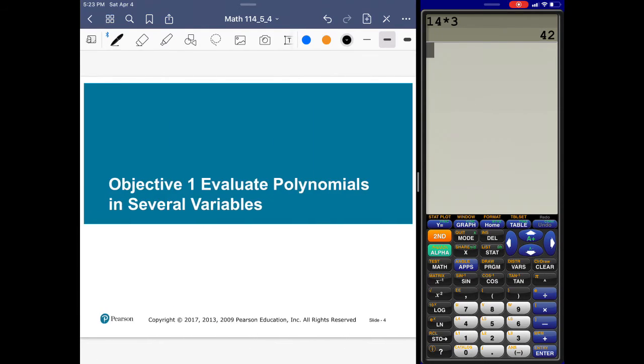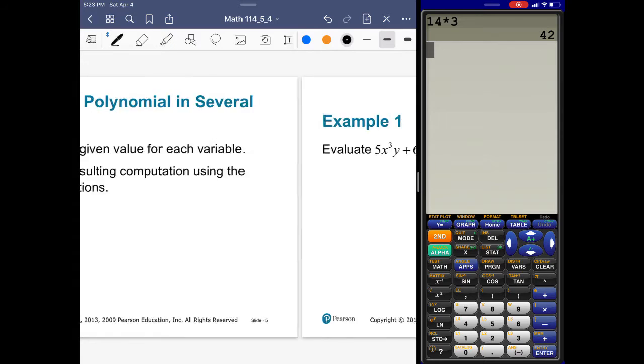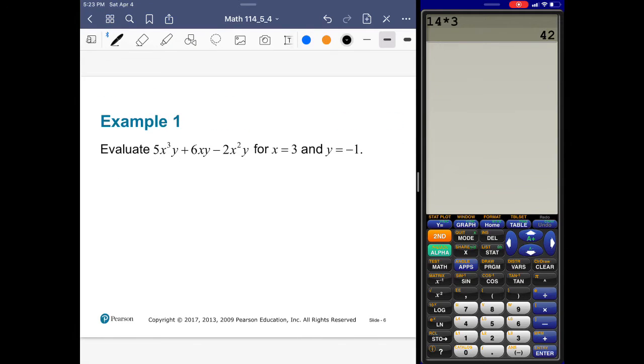Evaluate polynomials in several variables. Substitute the given value for each variable. Perform the resulting computation steps. Evaluate 5x cubed y plus 6xy minus 2x squared y for x is equal to 3 and y is equal to -1. So we have 5 times x cubed.